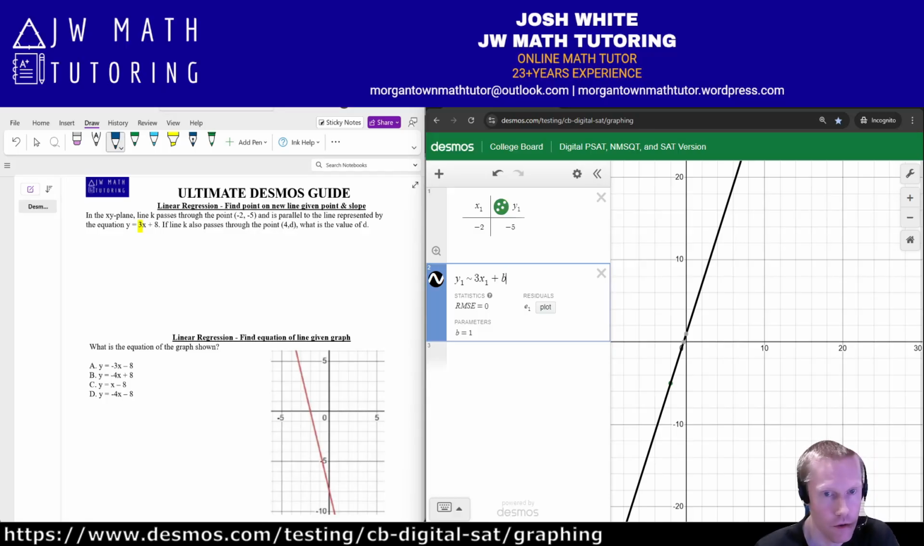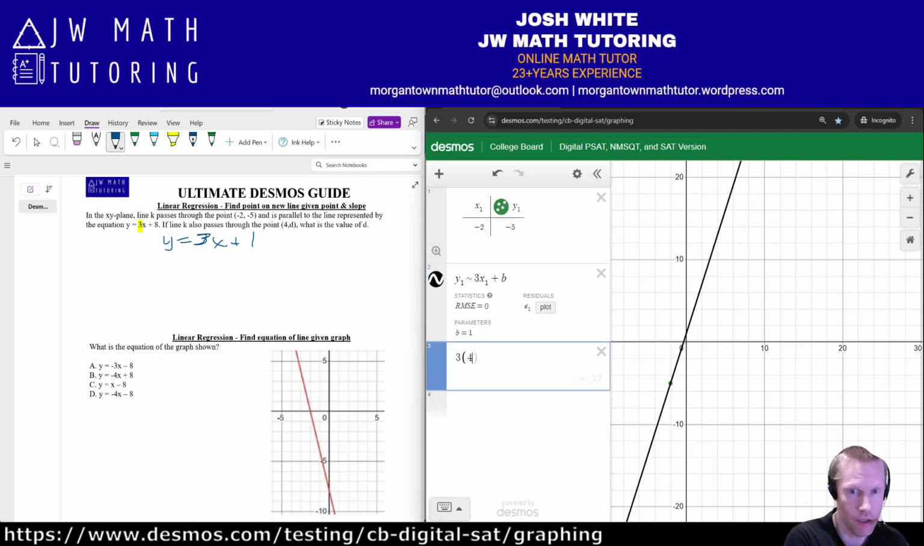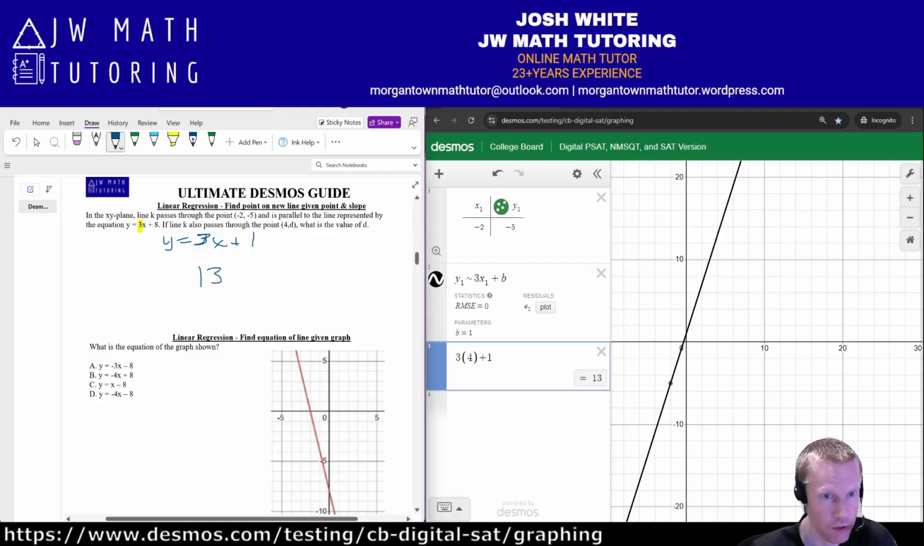All right, so we have the new line graphed here. We see b is 1, so the new line, line k, is y equals 3x plus 1. So there's multiple different ways here that you could find the value of d. You could just type in here 3 times 4 plus 1. And you could see it's 13. Okay, and that is the correct answer. That is what you're going to report.